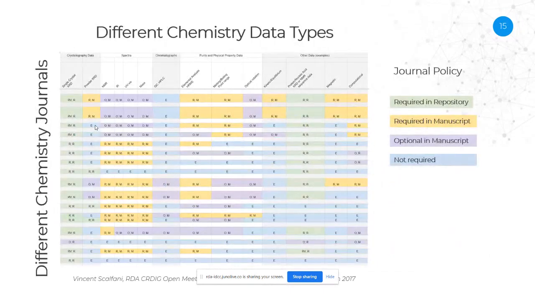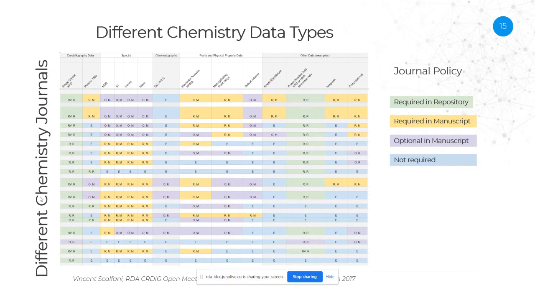Now, this is a study that was done a few years back by Vincent Scalfani from, I forget which university. It begins with A. He's in the US. I apologize, Vin. Here he looked across the top at different chemistry data types, and then down the side started looking at the policies of different chemistry journals.